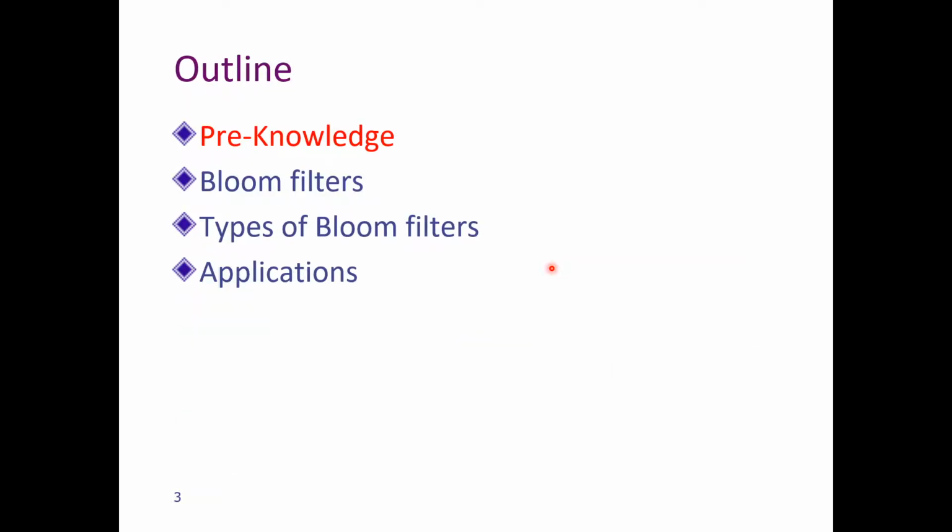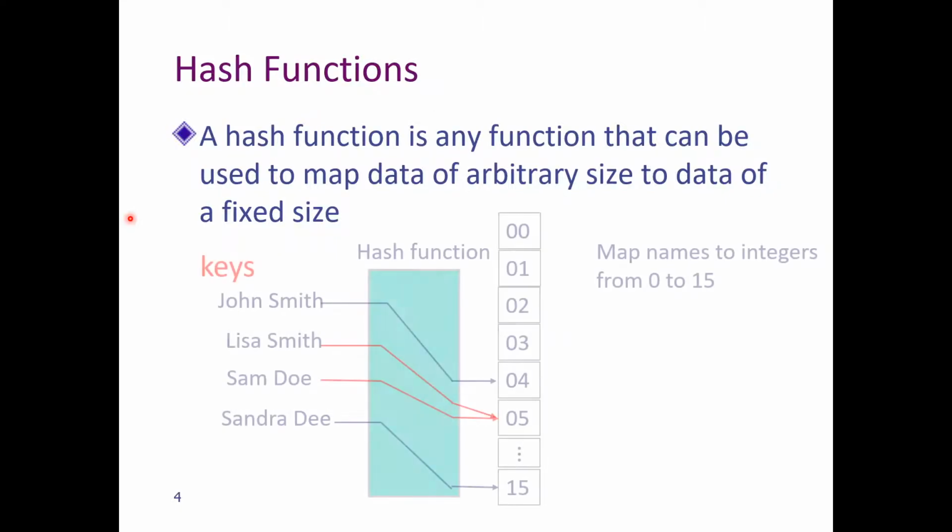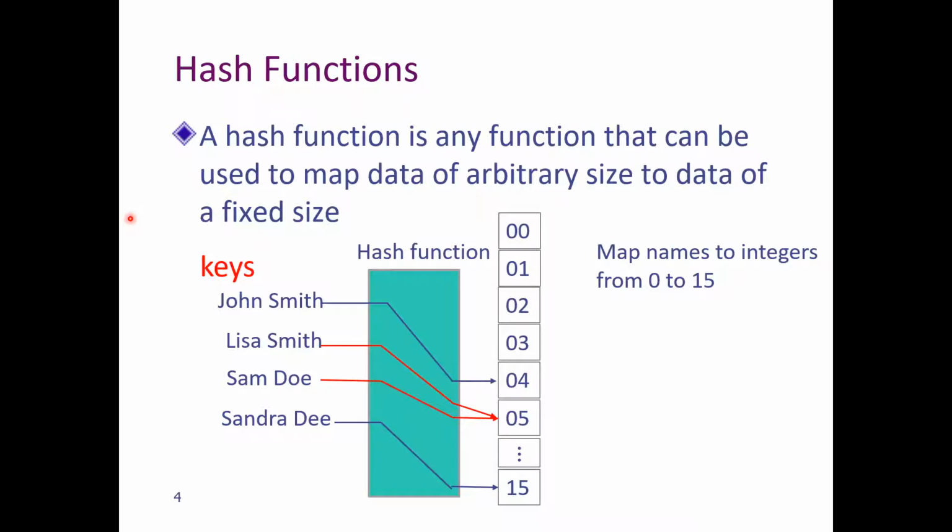All right. So I think you should have some knowledge about hash functions. So what is a hash function? A hash function is any function that can be used to map data of arbitrary size to some data of a fixed size. So the input is data of arbitrary size, and the output of it is some data of a fixed size. So here are examples, okay?